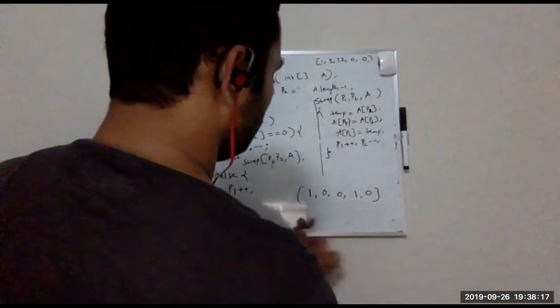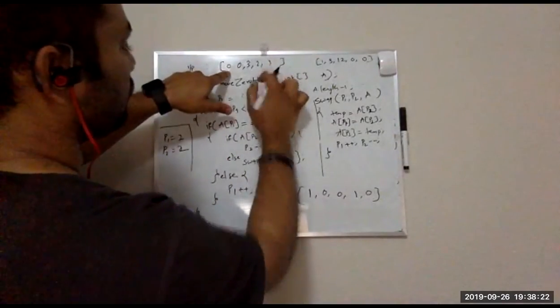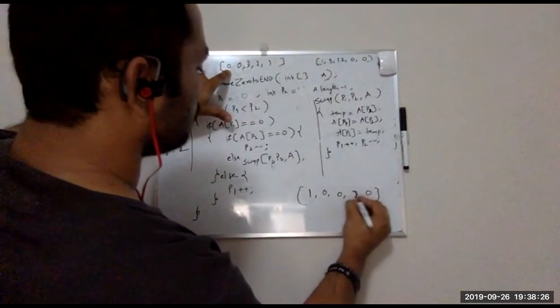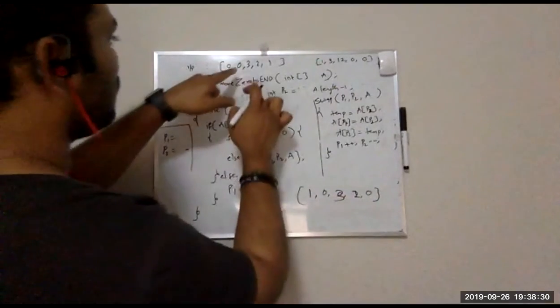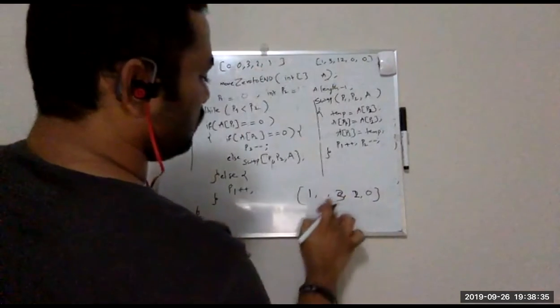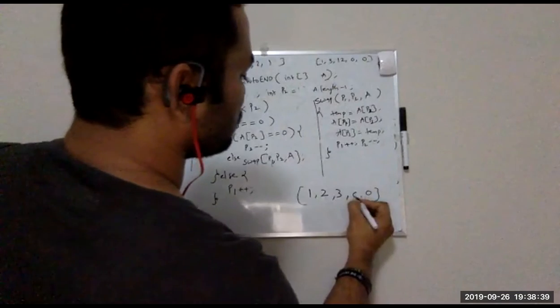What happens during the first iteration? In the first iteration, this 1 and this 0 will be replaced. So it will be 1 here, 0 here, 2 here, 3 here. Okay, second iteration? Now, in the second iteration, this 0 is replaced with this 2. Then 2 will be here, 3 will be here, 0.